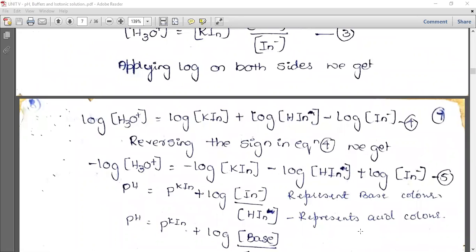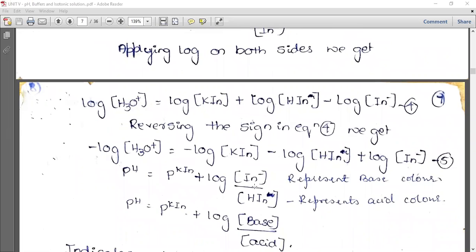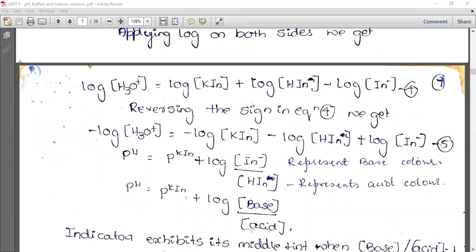Okay. This IN minus, or ionization, we say only when it gets into the basic pH, and it will be in unionized state whenever it is in acidic medium. So instead of calling it IN minus, since it takes place at the basic pH, we are replacing this term with base. And since it is in unionized state in the acidic pH, we are calling it acid. So pH is equal to pKIN plus log of base by acid, concentration of base by acid.